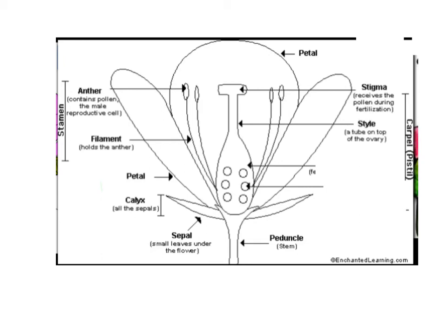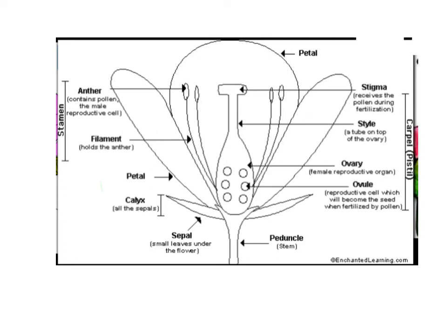Next up we have the style, and that is a tube which supports the stigma and puts it at an appropriate height to be able to catch the pollen from the insect. Then we have the ovary, which, just like in a human, is where the eggs are found and is the female reproductive organ, and the ovule, which is the posh term for the egg.